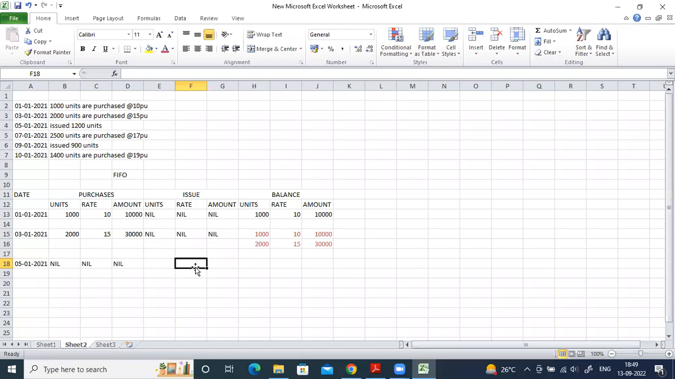How many units we have in our godown? 1,000 units of $10 each and 2,000 units of $15 each. Two types of stock are there. Now, when you issue 1,200 units, the question will be from where we need to take this 1,200, from the 2,000 units or the 1,000 units. I hope you understood my question. Sir issued 1,200 units. From where we need to take from the balance?